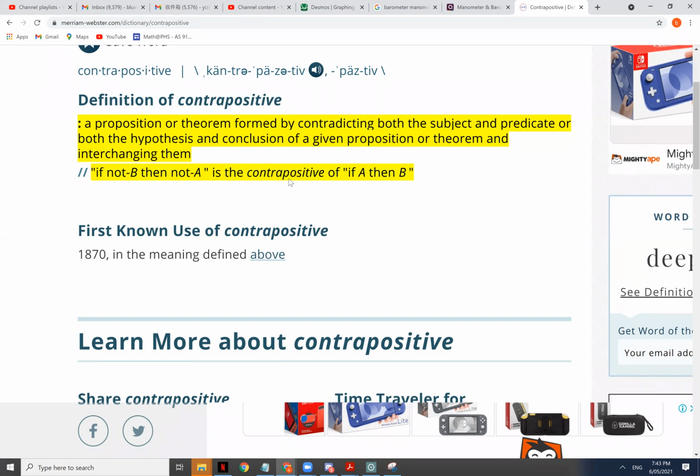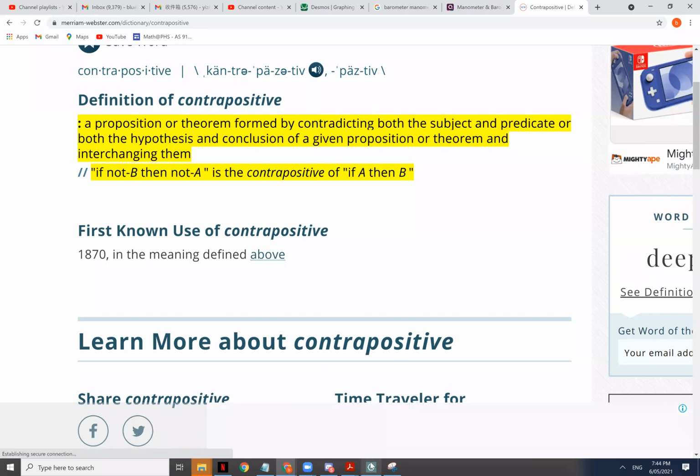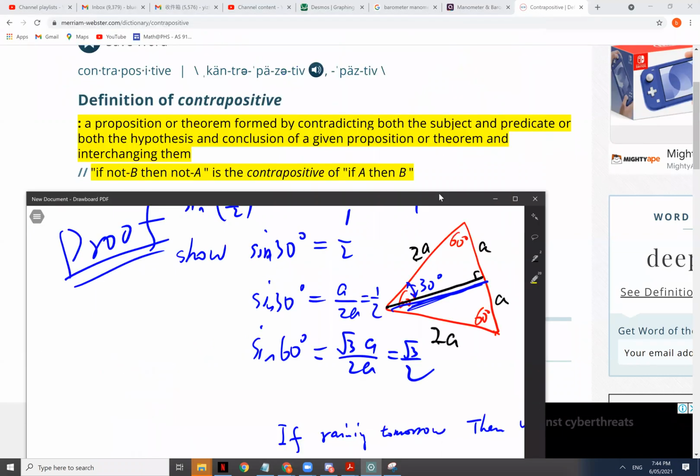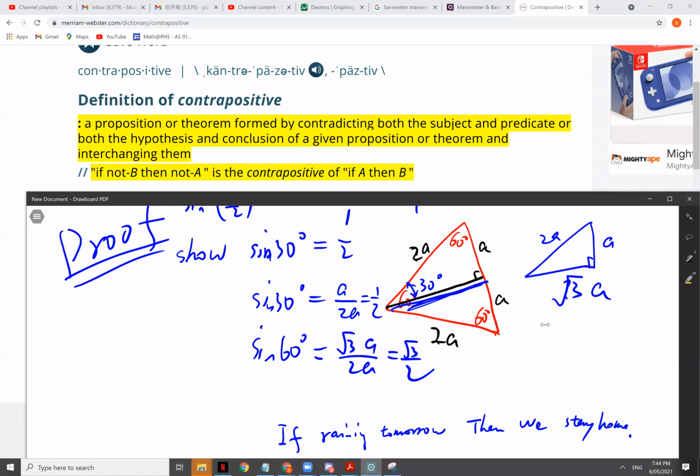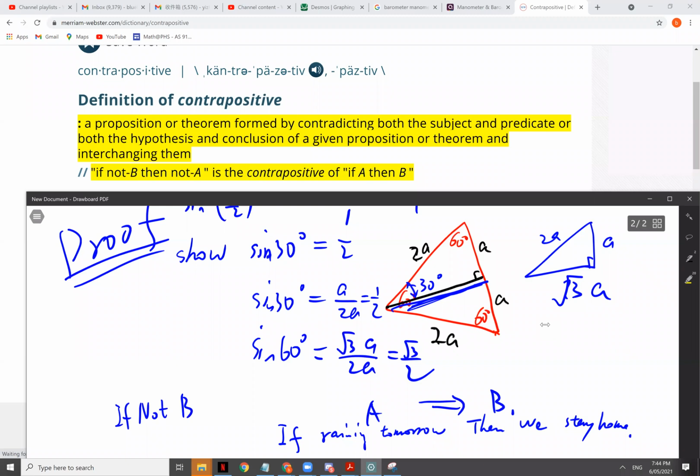If you read the English part is annoying, but the bottom part is easier. That's why we use math symbols. Contrapositive of A, if A then B, contrapositive: if not B, then not A. So A then B, contrapositive means if not B, then not A.